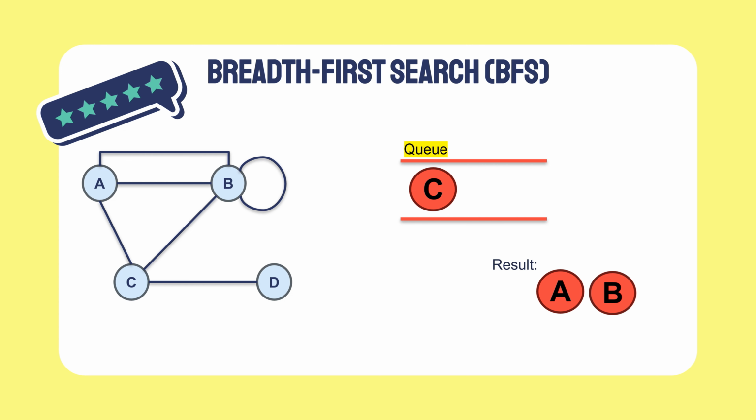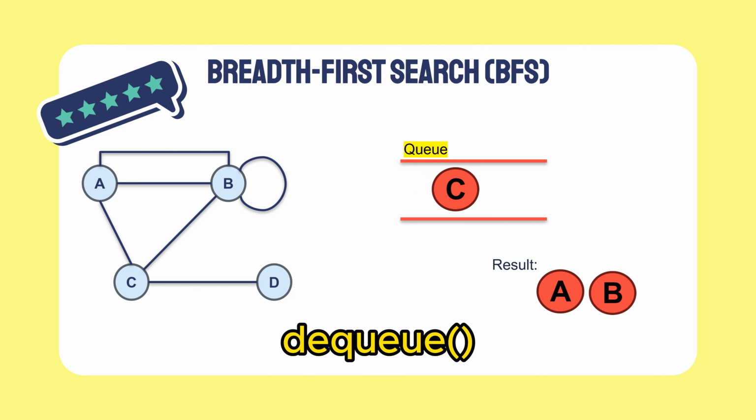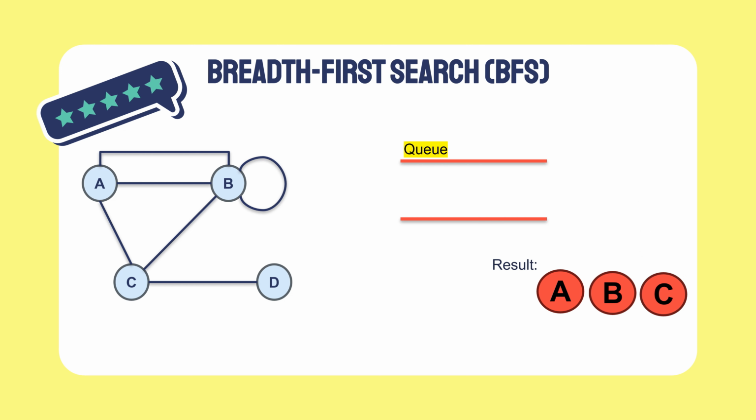Next we check if node B has any unvisited neighbors. In this case, B only has neighbors that have already been visited or are already in the queue, so we move on. We dequeue again, and this time node C comes out of the queue. We add C to our result. So now our result is A, B, C.